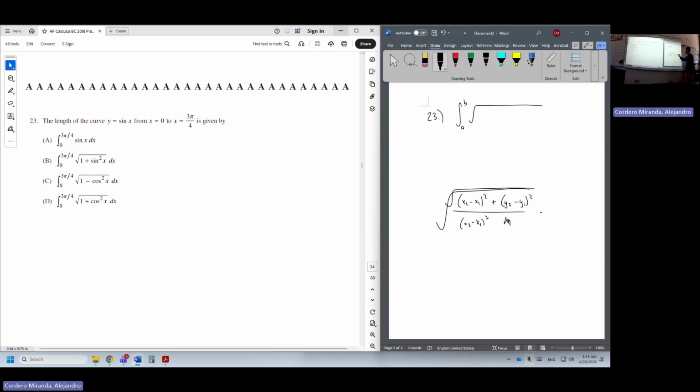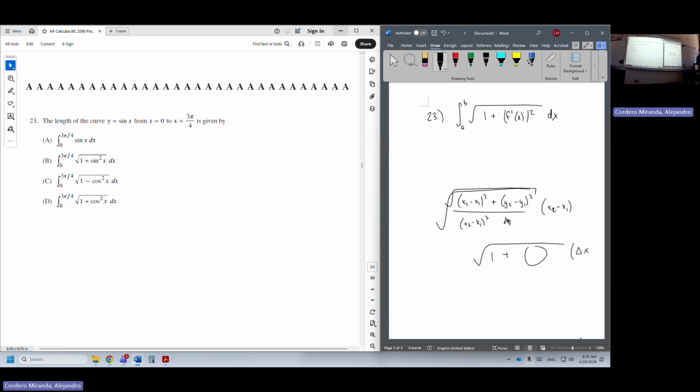I guess I already did it for the thing. And obviously multiply by it so that you don't change the value of the thing. Then you get basically 1 plus slope times change in x. So the formula is 1 plus f prime of x squared dx.